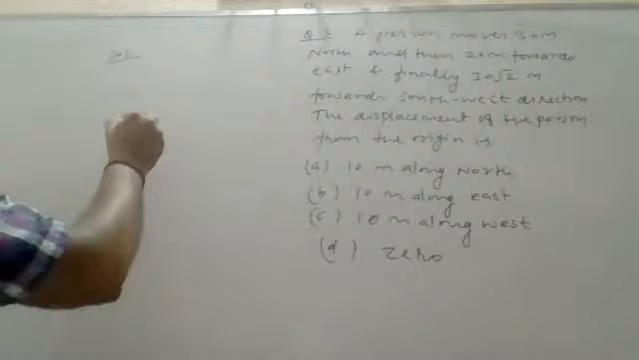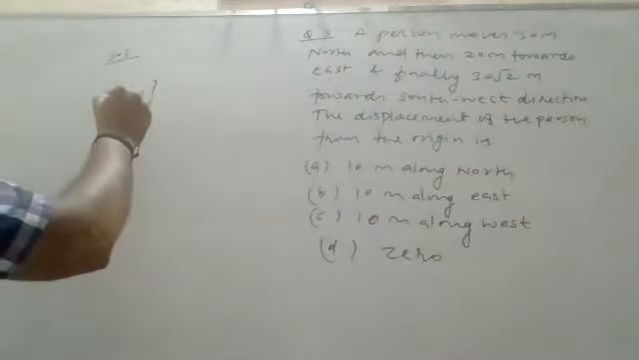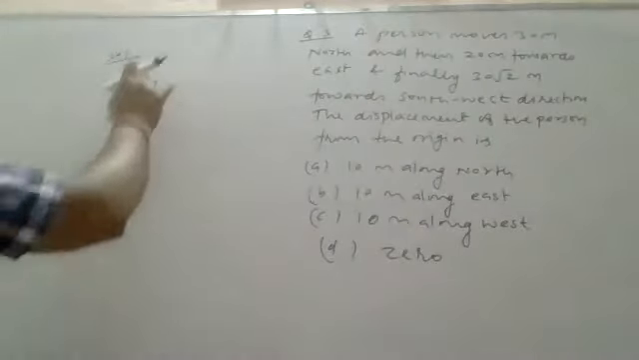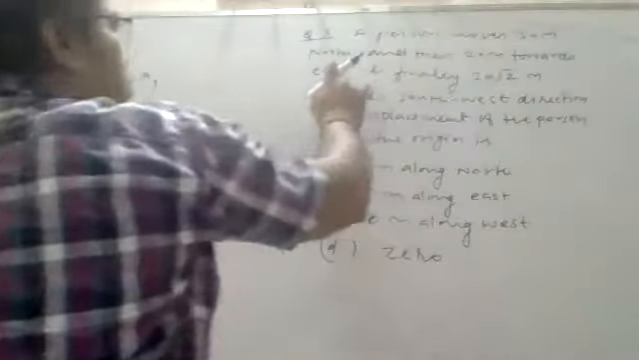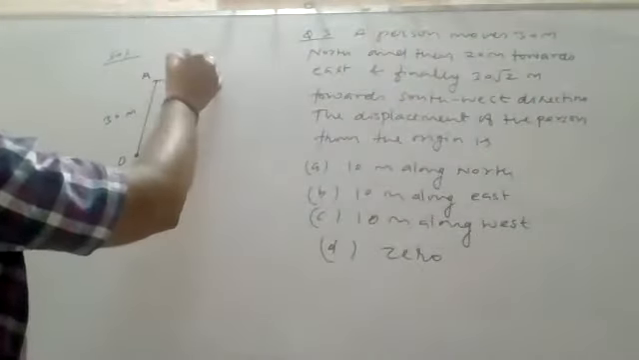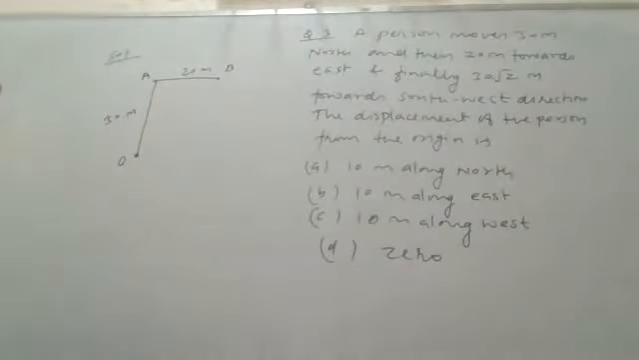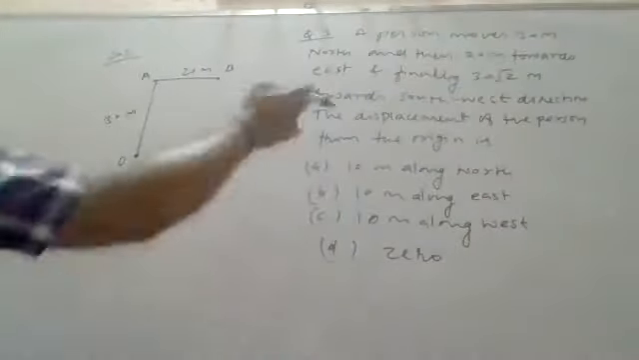The person first goes 30 meter north, let's suppose to point A. Then 20 meter towards east, let's suppose to point B. Then the question says 30√2 meter towards southwest.